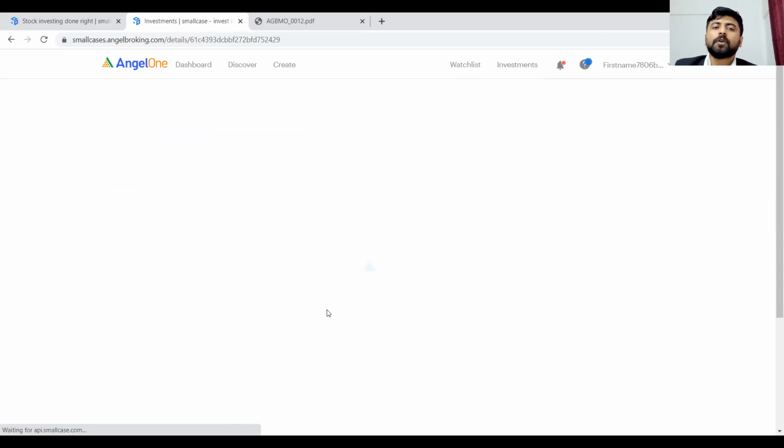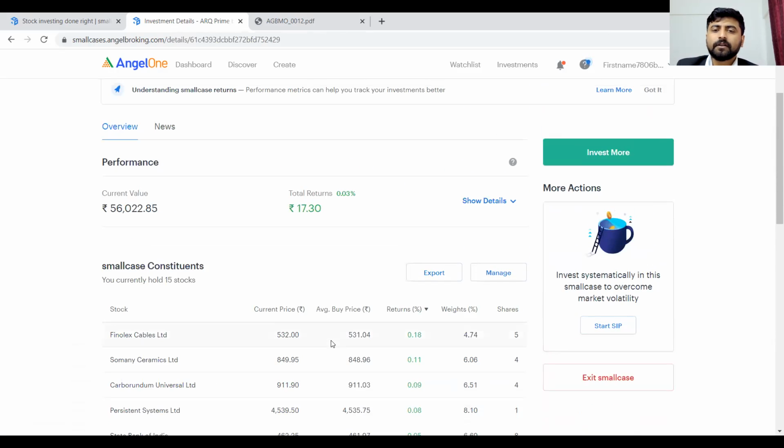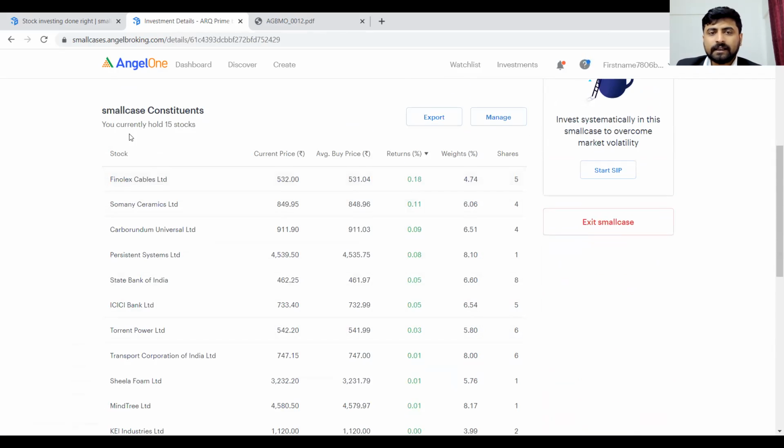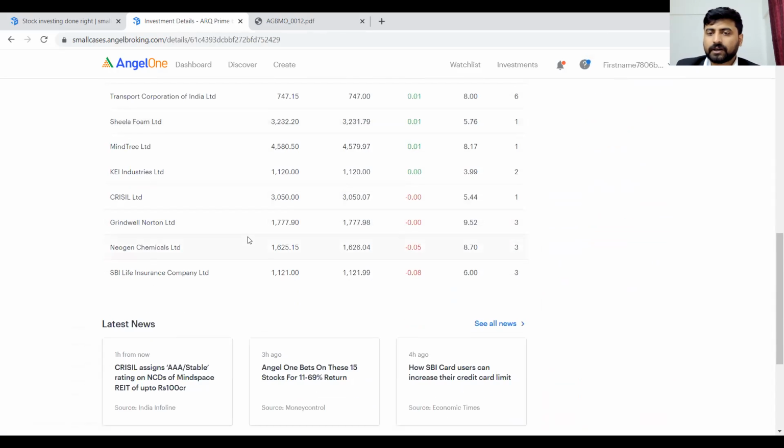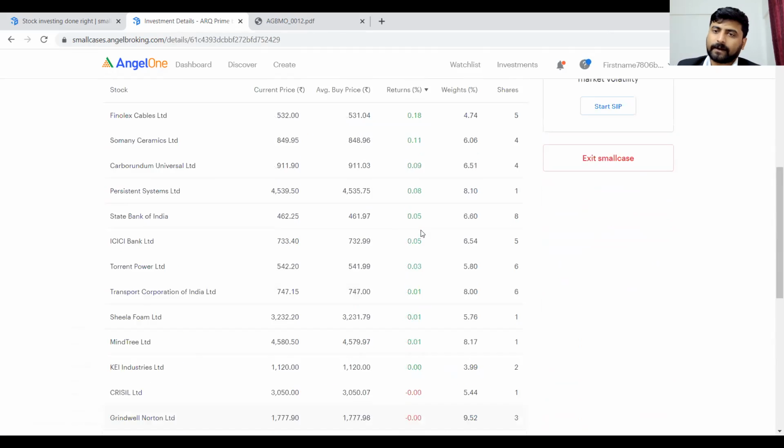Now, let us explore more by clicking on the smallcase. So once you do that, you will be presented with these particular details. That is the set of stocks which were successfully purchased in your trading and demat account and the returns that it has been able to generate.